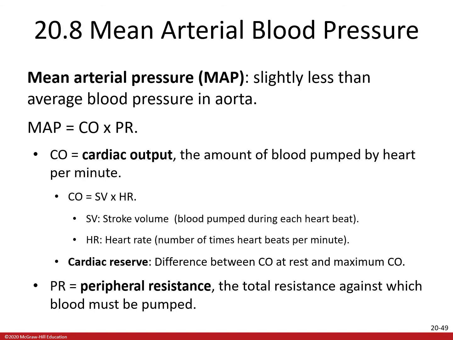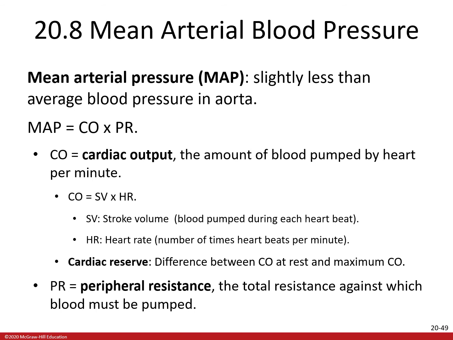Here I want you to loosely understand just two equations. The first is going to be the mean arterial pressure, which is going to be a pressure that is just slightly less than average blood pressure in the aorta. And how we figure out the mean arterial pressure is going to be taking cardiac output and multiplying it by the peripheral resistance. So our cardiac output is the amount of blood pumped by the heart per minute.